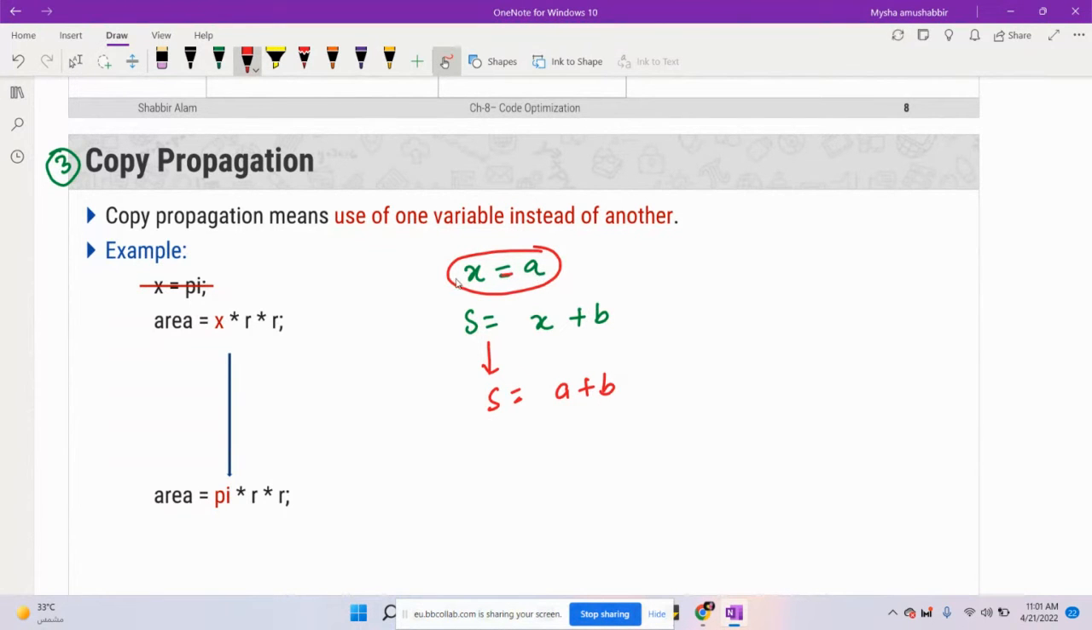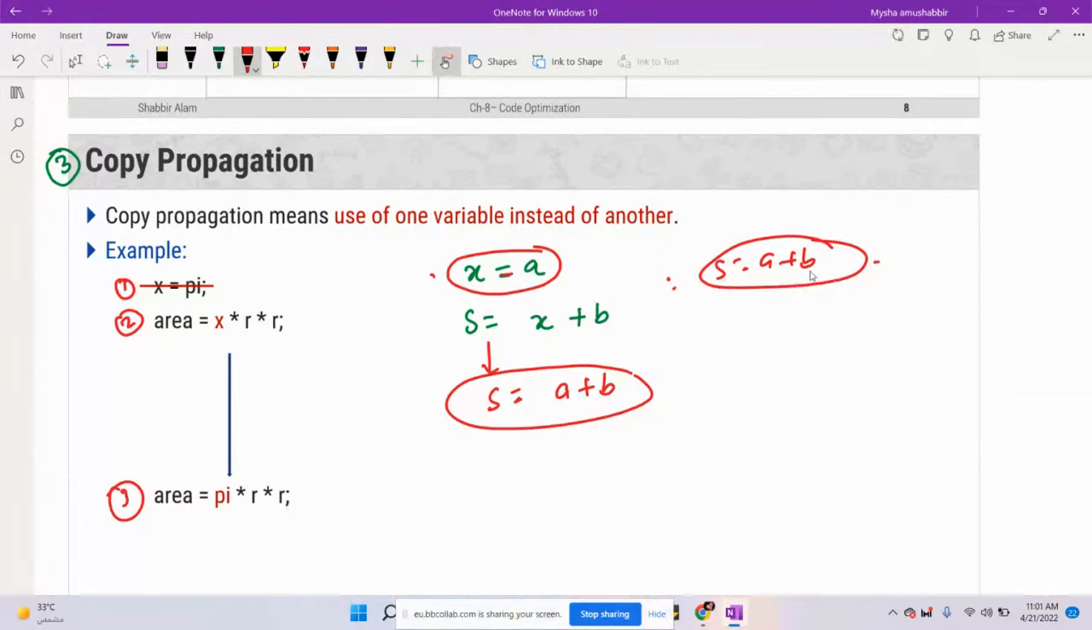Okay, x equal to a, that means it is unnecessary. Here, how many? 1, 2, 3 lines. The computer will process these 3 lines, so it will be slow. So no need of this x equal to pi, directly in one line. Here it processes 3 lines, but if you write s equal to a plus b, it will process only one line. So it is slow. So copy propagation means use of one variable instead of another.